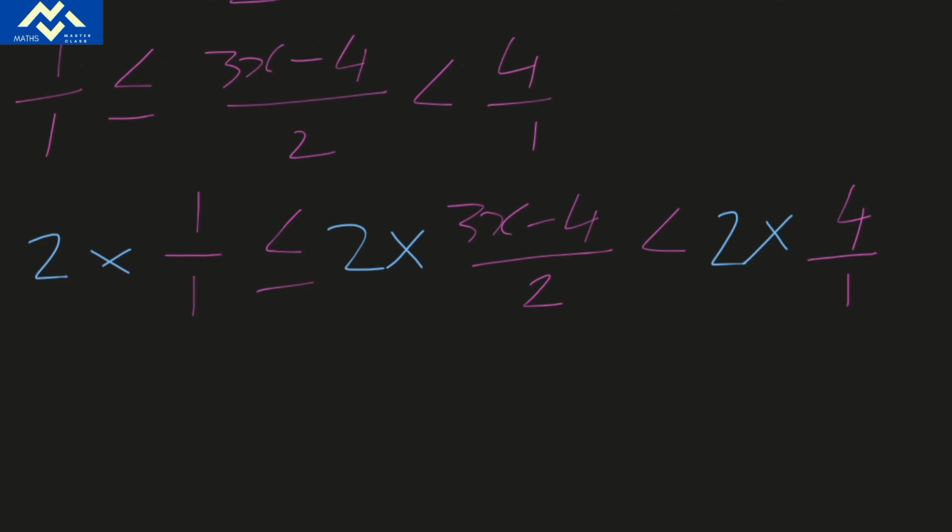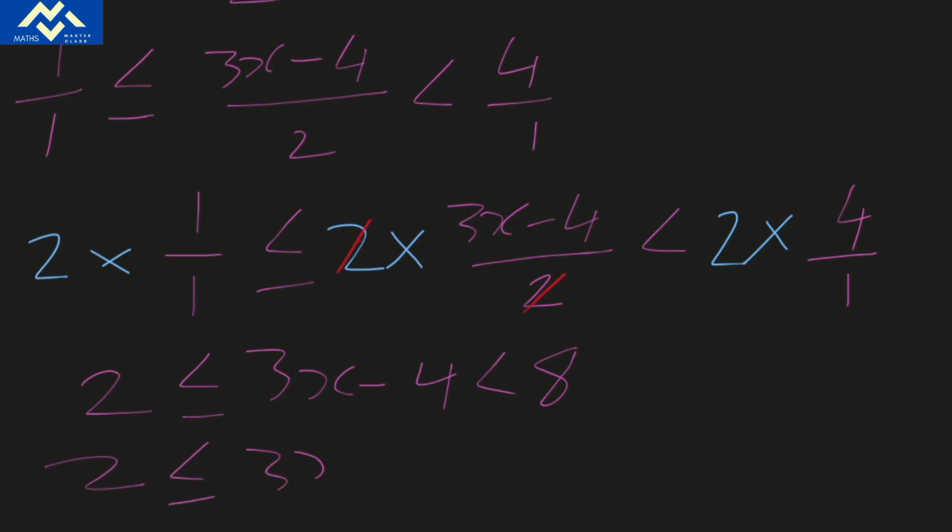We have 2 times 1 is 2. 2 will cancel 2, leaving us with 3x minus 4. 4 times 2 is 8. Now the inequality is linear. Since we have two inequality signs, we'll separate it into two simpler inequalities. The first one is 2 less than or equal to 3x minus 4. And the second one is 3x minus 4 less than 8.